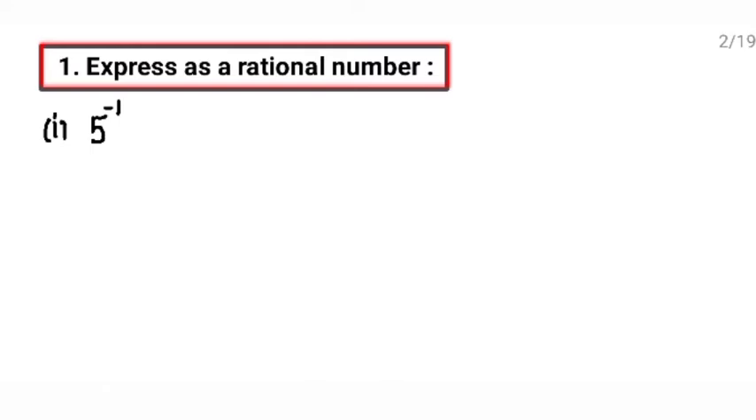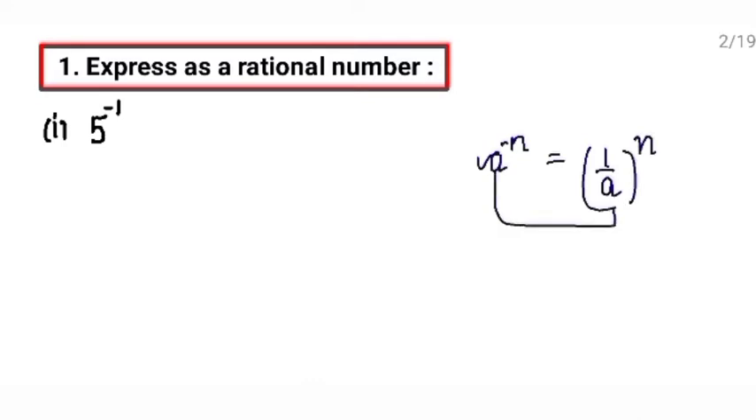This is 5 raised to the power minus 1. As I have explained in the laws, if a raised to the power minus n is given, we can write it as 1 upon a raised to the power n. We simply write the reciprocal of the base and the power becomes positive. So we want to write it as a rational number. This can be written as 1 upon 5 raised to the power 1, which is equal to, if the power is 1, we can simply write it as 1 upon 5.